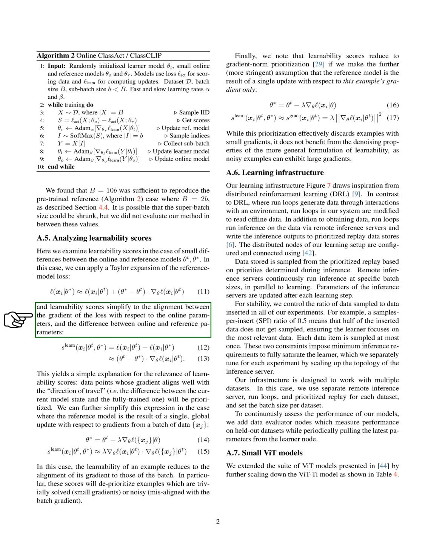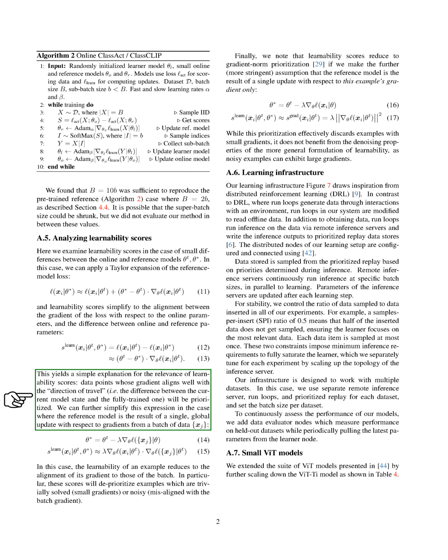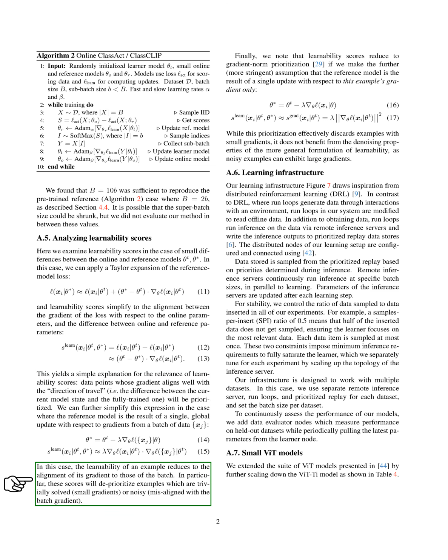When the online model and the reference model are very similar, we can use a mathematical method called Taylor expansion to simplify the learnability scores. This simplification shows us that data points that align well with the direction of travel, the difference between the current model state and the fully trained one, will be prioritized. In a scenario where the reference model is updated based on gradients from a batch of data, the learnability of an example reduces to how well its gradient aligns with those of the batch. This means that examples that are easily solved or noisy will be given less priority.